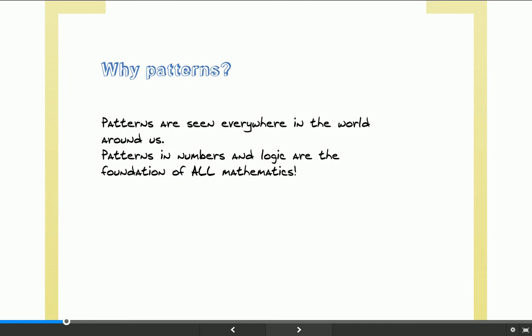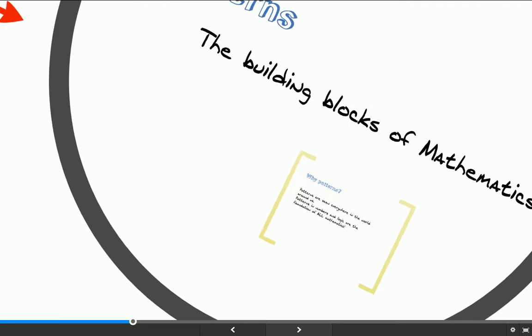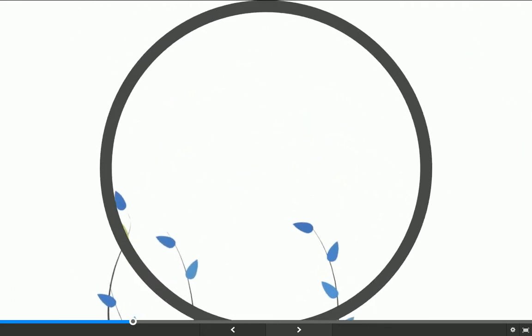Well, why patterns? Patterns are seen everywhere in the world around us, and patterns in numbers and logic are the foundation of all mathematics. It's all built on patterns, and I'm sure you're asking again, well, yeah, sure, Mr. Byer, or whatever. Well, let me give you an example.